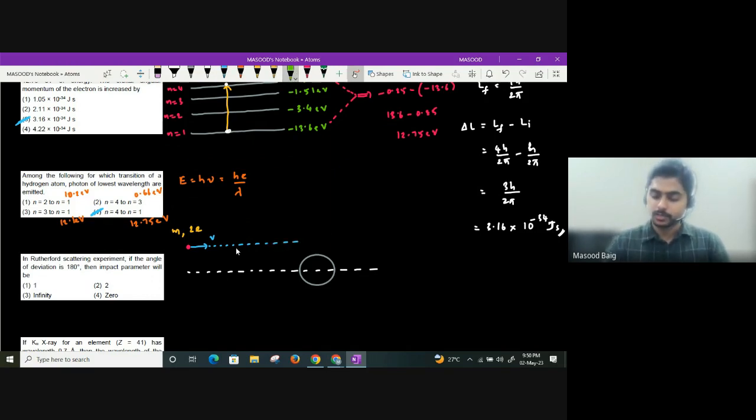So what is impact parameter? It is the distance between the central line passing through the nucleus and the initial velocity vector. Now, when will the angle of deviation be 180 degrees? It means the alpha particle is moving head on to the nucleus. So what will the impact parameter become? Impact parameter will become 0. So the deviation will be 180 if the alpha particle moves head on into the nucleus.